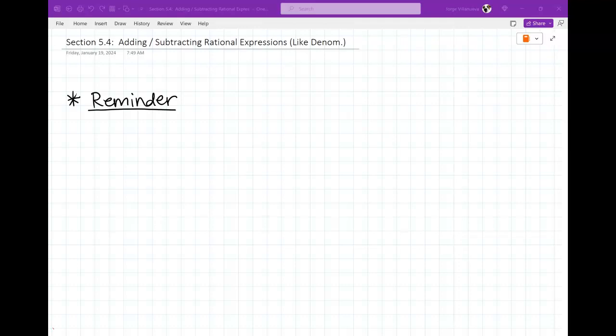All right, so section 5.4, adding and subtracting rational expressions with like denominators. That's actually the key to this whole lesson, is that the denominators are always going to be the same, so it makes adding and subtracting them very easy. I put a little quick reminder right here just to show you what that means.